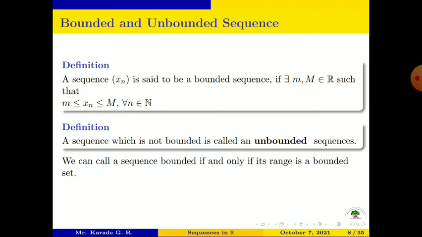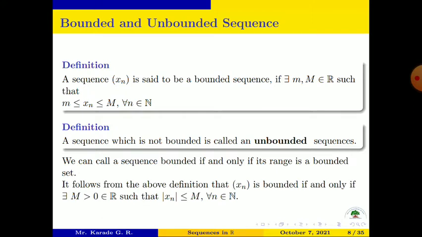We can call a sequence bounded if and only if its range set is a bounded set. It follows from the above definition that a sequence xn is bounded if and only if there exists a real number capital M greater than 0 such that the modulus of xn is less than or equal to capital M for all n belonging to N.